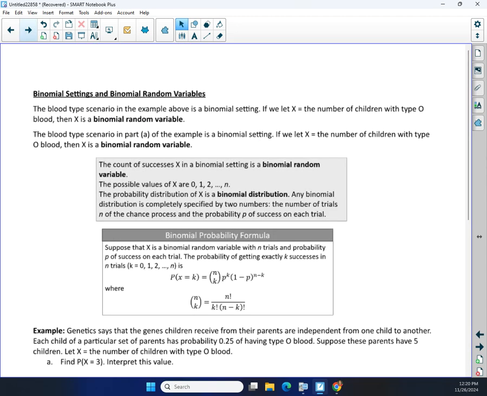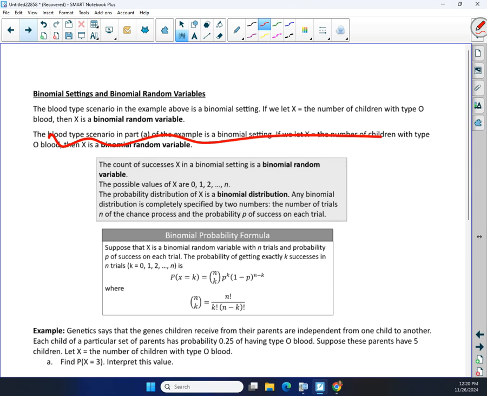All right, next set, we're going to actually figure out the probabilities. The blood type scenario in part A of the example is a binomial setting. If we let X equal the number of children with type O blood, then X is a binomial random variable.